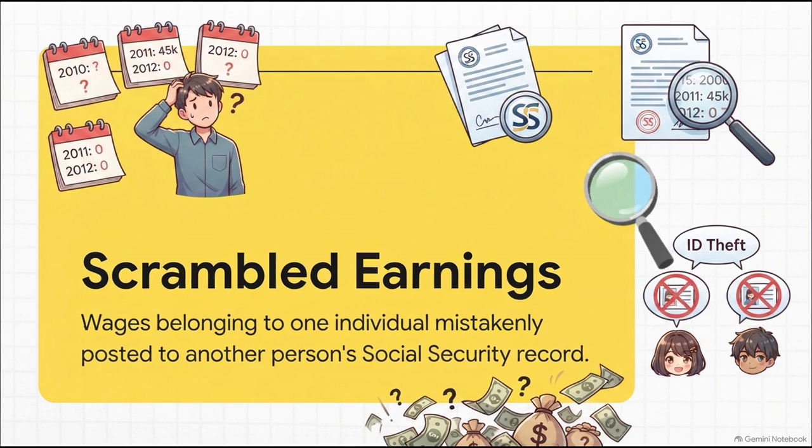Now, when you check your record online, you might find entire missing years where it looks like you didn't work a single day. Or you might spot something the agency calls scrambled earnings. It's exactly what it sounds like, when someone else's income accidentally ends up on your account. It happens. Similar names, an employer miswriting a Social Security number, or identity theft. And look, having someone else's earnings on your record might sound like a weird bonus, but trust me, it's not. It can trigger audits and just massive administrative headaches.